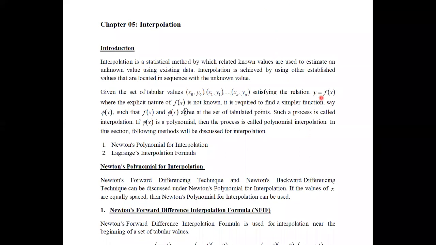Then we can say y equals f(x), where the explicit nature of f(x) is not known, and it is required to find a simpler function. Let us call it p(x). For this given set of values, we are going to identify a simpler function in the form of p(x), such that f(x) and p(x) agree at the set of tabulated points.